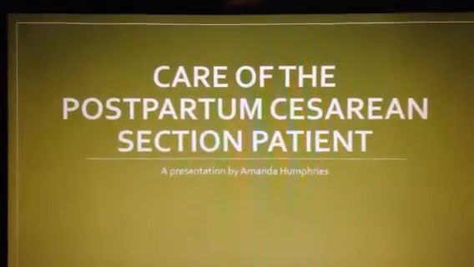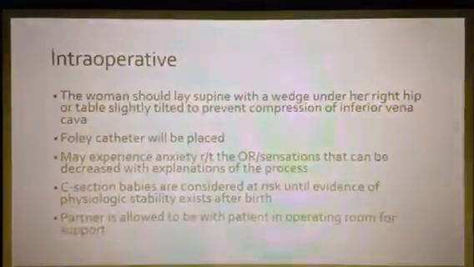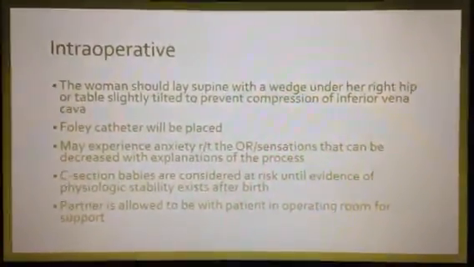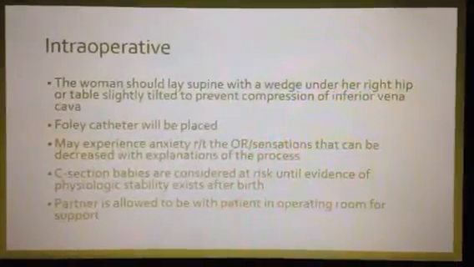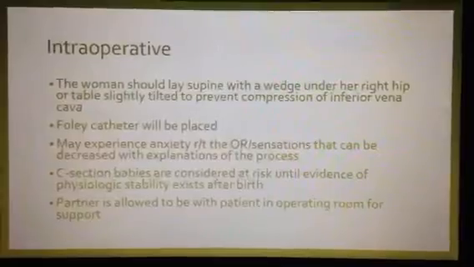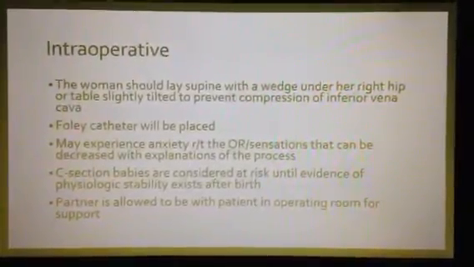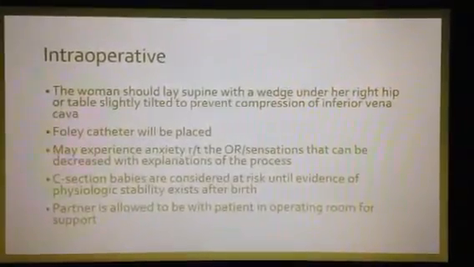We're going to do a quick review of care of the postpartum C-section patient. So in the OR, what are some considerations? The woman should be laying on her back, possibly with a wedge under her right hip or with the table slightly tilted to prevent compression of the inferior vena cava.